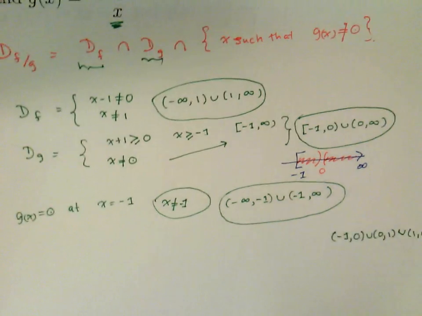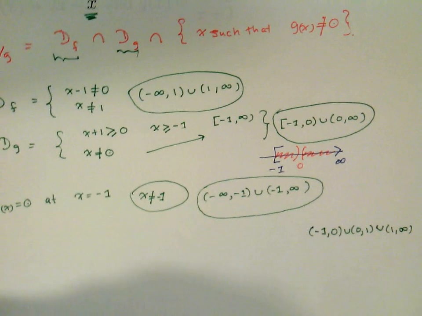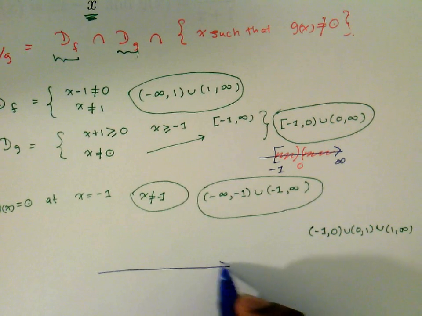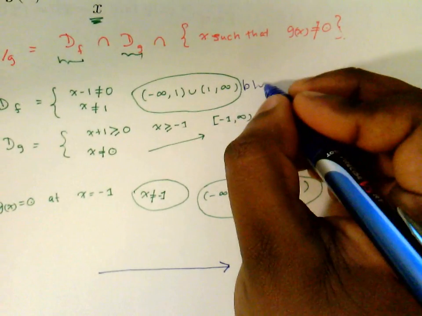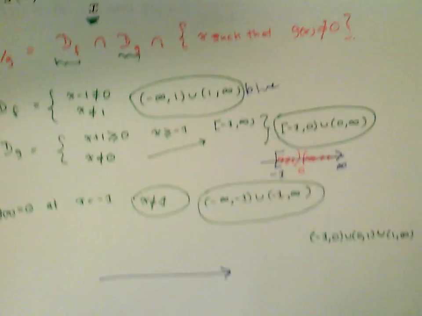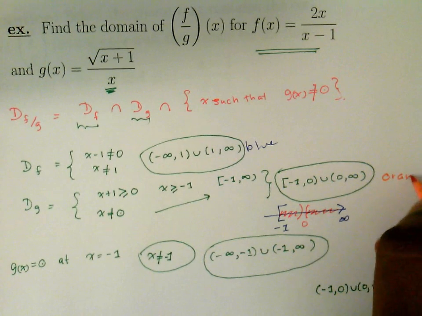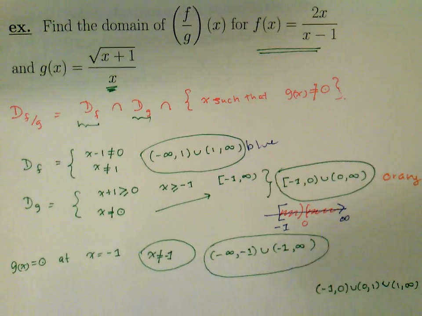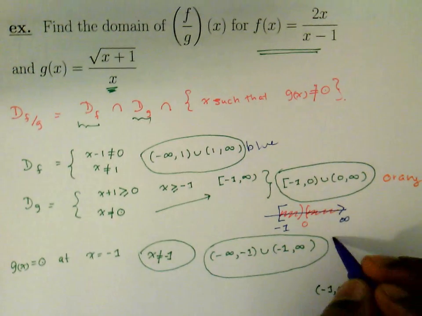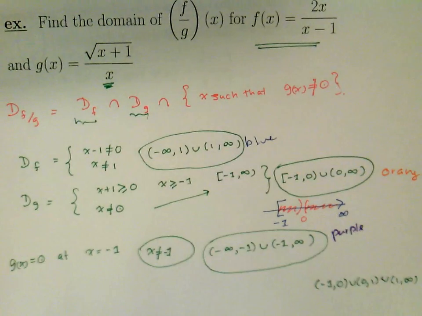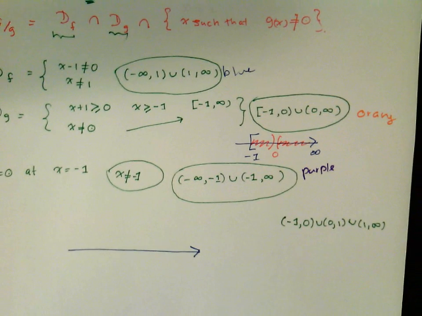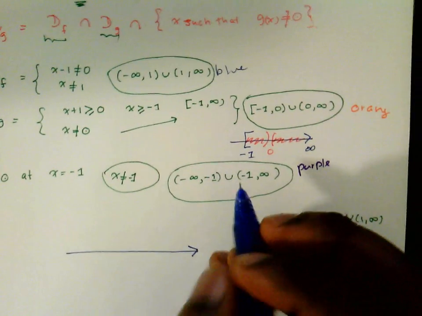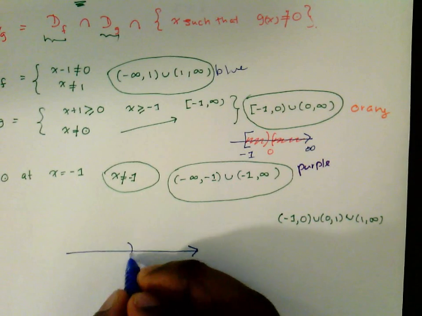Now if that was confusing, you can use colors. Now how do you use colors? So let's use colors here. The first domain I will denote by blue, and then the second one by orange, and the third one in purple. So in blue, the first domain, that would be negative infinity to 1 and then 1 to infinity.